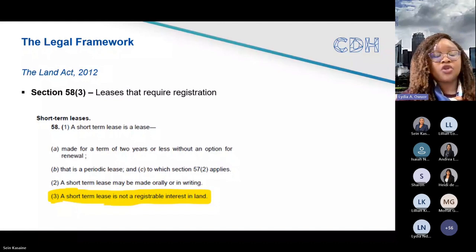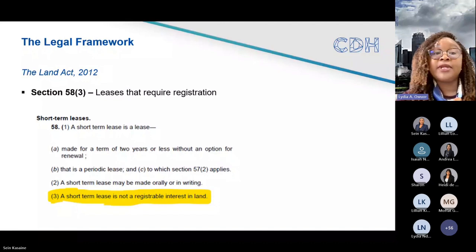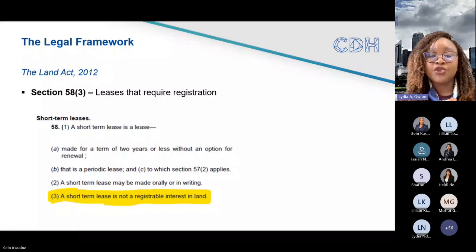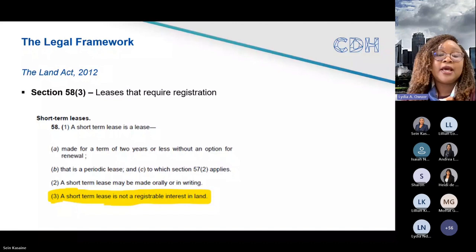Section 58 talks about short-term leases, and it defines what a short-term lease is. And then it proceeds to say that a short-term lease is not a registrable interest in land. So the bottom line under this provision is that a lease of up to 2 years does not need to be registered against the landlord's title.